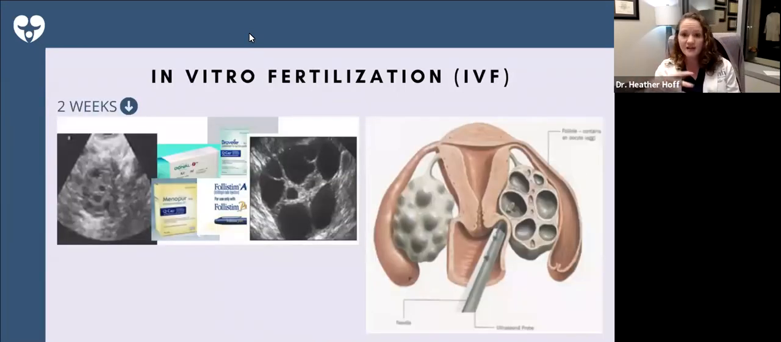So another option that we consider, again, depending on that personalized treatment plan, is in vitro fertilization. And so that may be if IUI doesn't work, if the woman's older, if the tubes are blocked, lots of reasons. And so that's something that we would consider individually. But if it is something that you would decide to do, let me just give you kind of a brief overview of that as well.